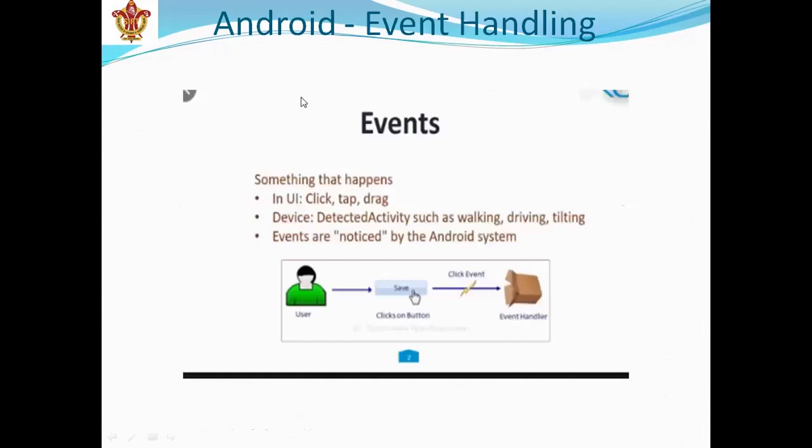So what are events? Simply, what is an event? Something that happens is called an event, in simple language. In UI, it is click, tap, drag. In the example in the diagram, you can see a user clicks on the save button, then there is a click event and the event handler. In the event handler, what will happen? The file or folder will be saved.